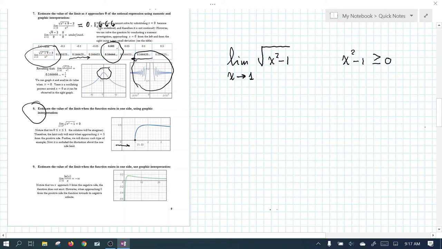We have to investigate this function from the right. The limit only exists from the right. I will use here the plus sign to represent such a process. And when x goes towards 1, 1 minus 1 is 0, so the limit is equal to 0. And what is that? This is a one-sided limit. It exists only when approaching x from the right side.